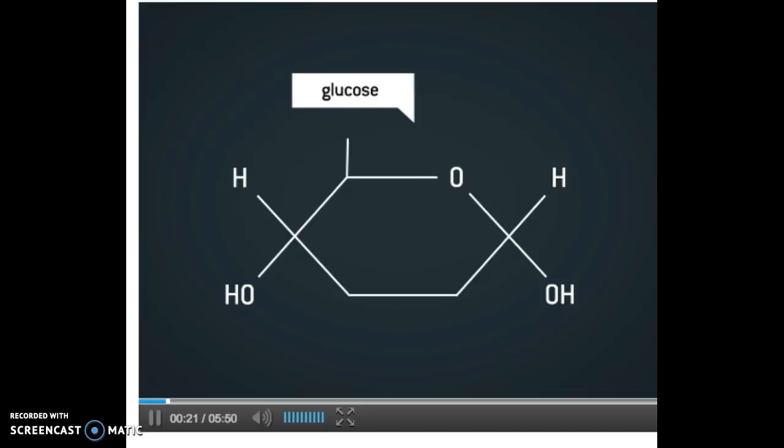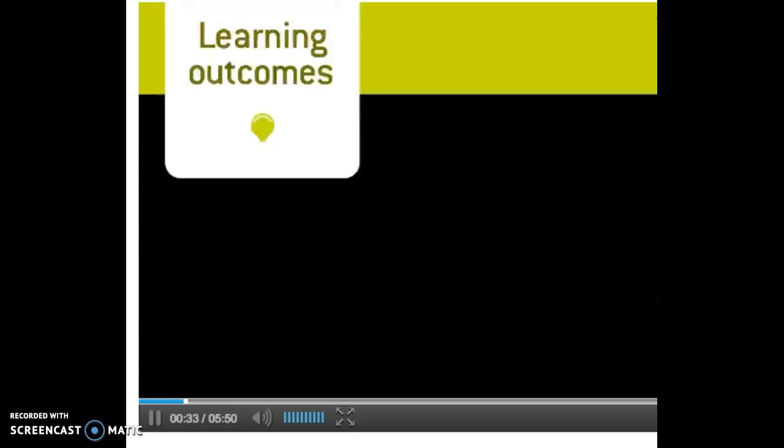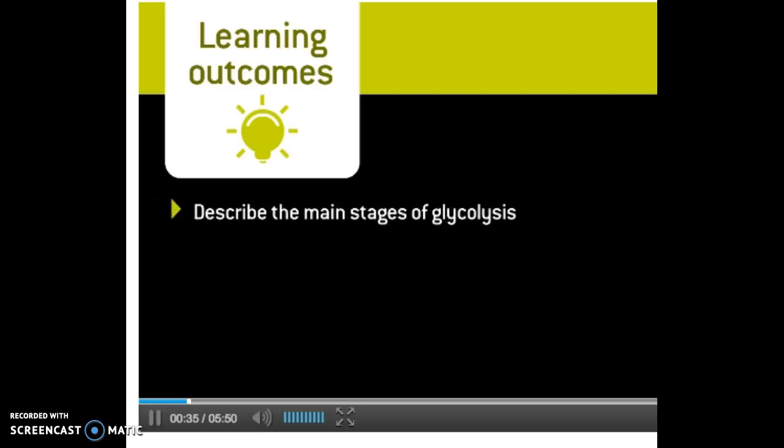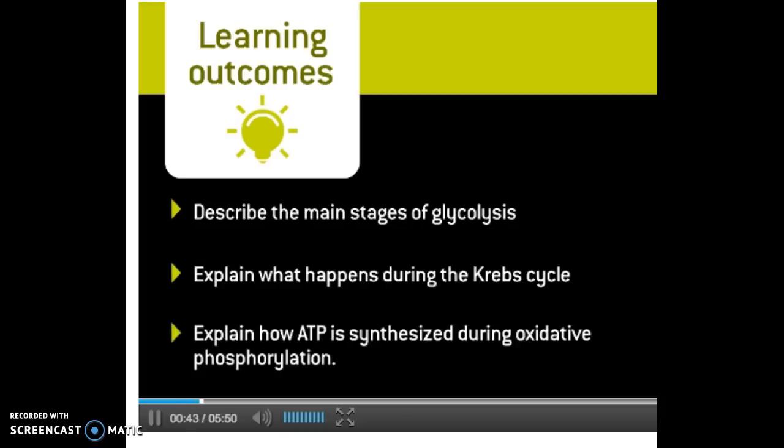Glucose cannot be used directly by the cells as energy, but it can be used to generate the energy source, ATP. How do cells make ATP from glucose? To understand this, we need to describe the main stages of glycolysis, explain what happens during the Krebs cycle, explain how ATP is synthesized during oxidative phosphorylation.